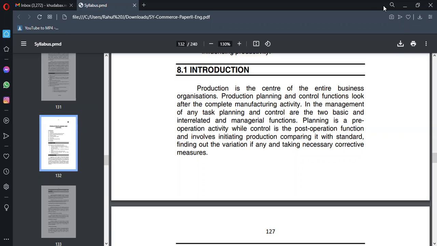So the proper production and the planning for production, and after that the execution of production, that means the sale of the production, is very, very important.